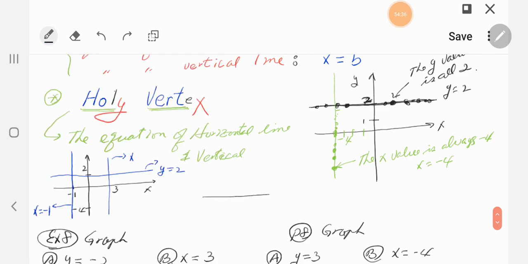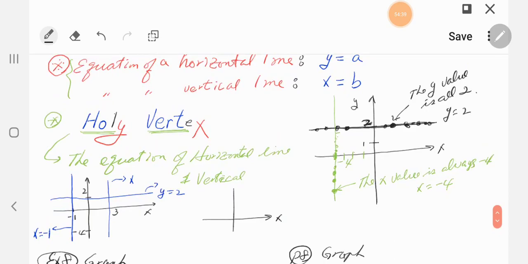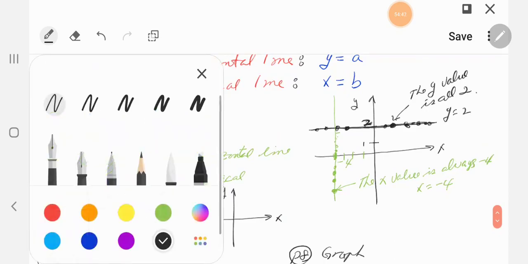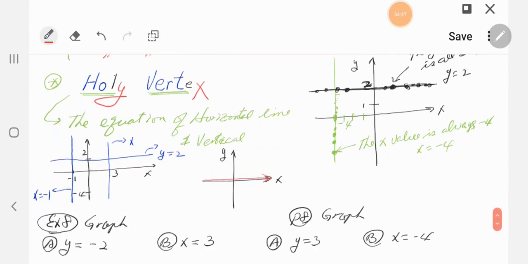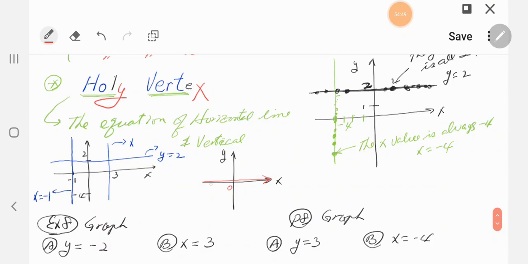What's the equation of the x-axis? Look at this. I will draw a horizontal line, which is the x-axis. What's the y value of this horizontal line? Zero, right? The equation of the x-axis is a horizontal line, so y is equal to the y value. The y value of the x-axis is 0. So the equation of the x-axis is always y equals 0.